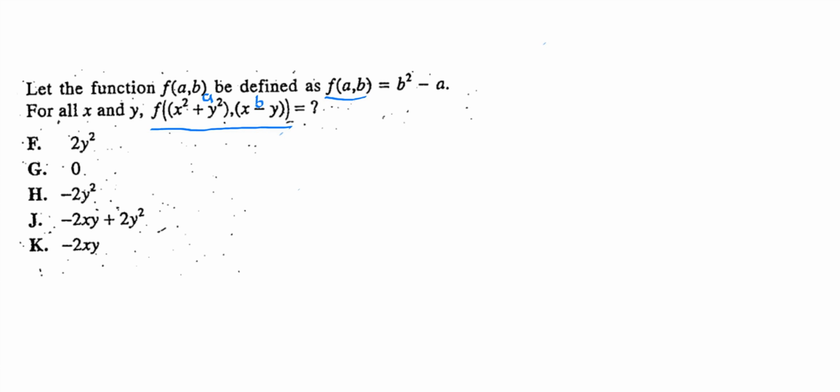So that means, since we know that f of a comma b equals b squared minus a, we can rewrite this as follows. First, let's take our b squared in this second function, which is x minus y. So x minus y squared, and then let's subtract our a, which is x squared plus y squared.